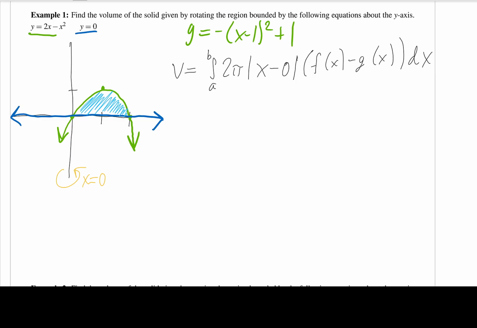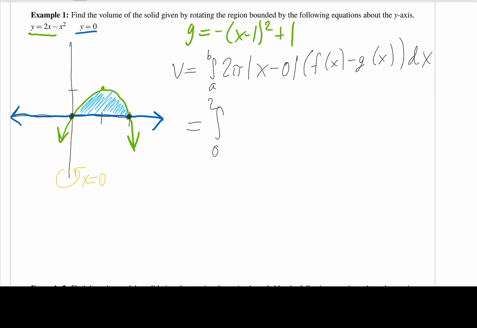Okay, so I can get a and b. That's going to be our smallest and biggest x values. So that should be 0 and 2, given by these 2 points right here. And now let's think about it. Okay, we have x values on this green curve. They are always greater than or equal to 0, right? Because they're to the right of the y-axis.